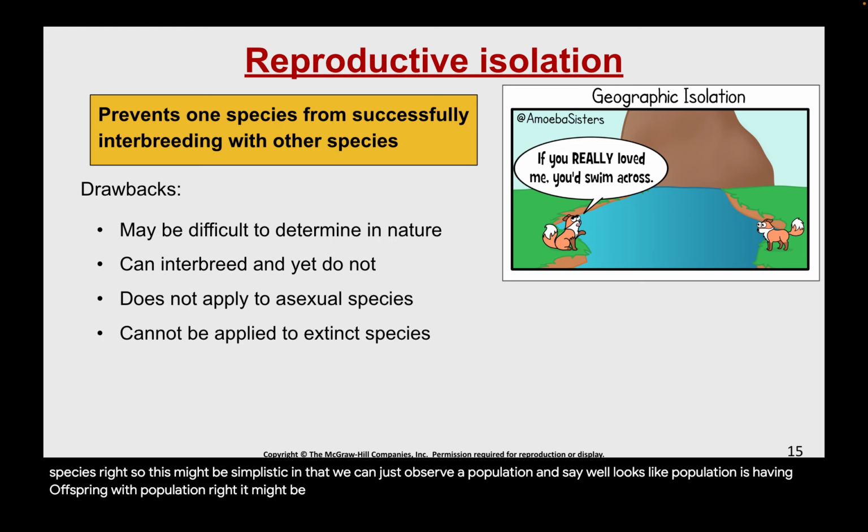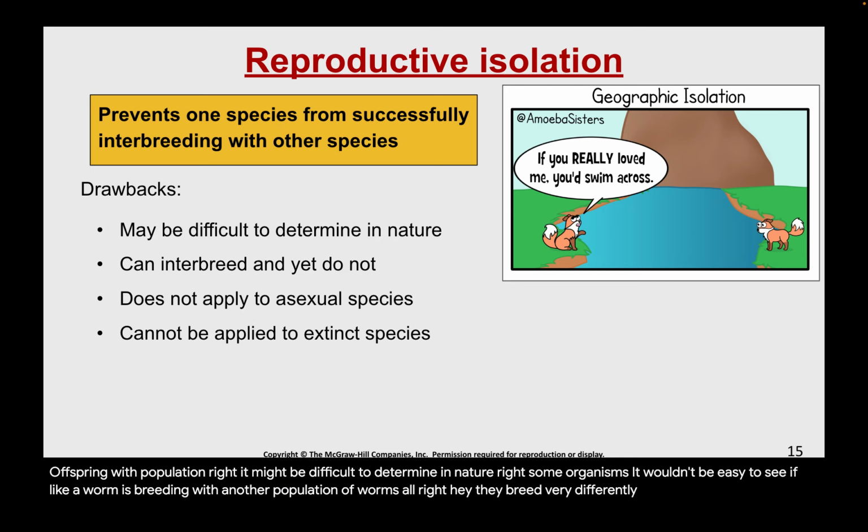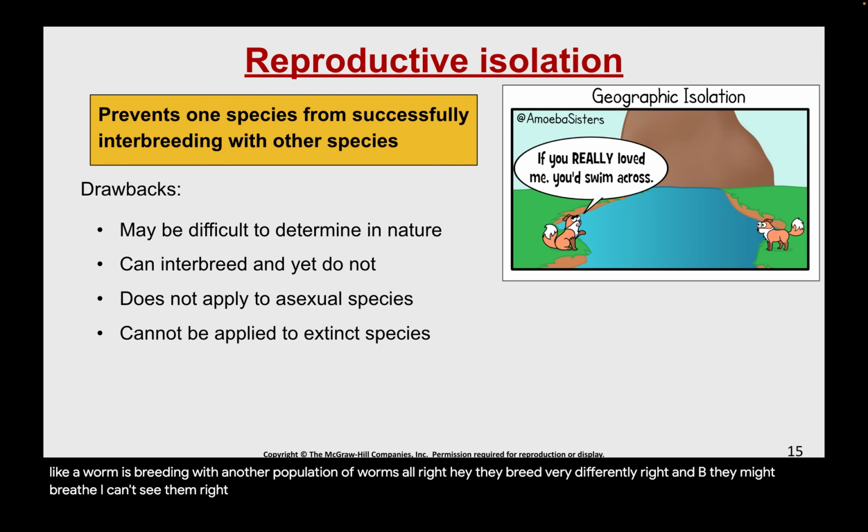It might be difficult to determine in nature, right? Some organisms, very different breeding patterns, right? Think about, would it be easy to see if like a worm is breeding with another population of worms, right? A, they breed very differently, right? And B, they might breed underground where you physically can't see them, right? There might be difficulties in determining this.